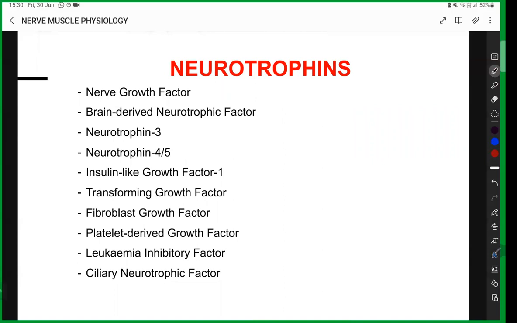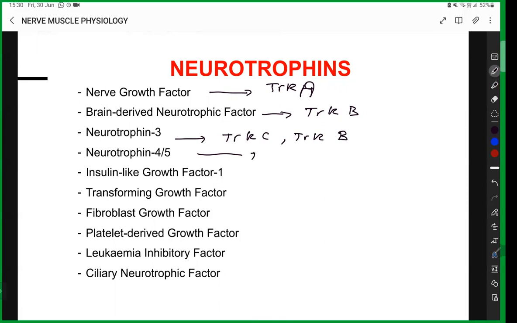Again, you have some receptors. For nerve growth factor, you have the receptor called TrkA. Similarly, for brain-derived neurotrophic factor, you have TrkB. Similarly, neurotrophin 3 has TrkC and TrkB. Then neurotrophin 4, 5 will have TrkB. All this brain-derived neurotrophic factor is very critical for regulation of neuroplasticity, resilience, for neurogenesis, etc. For all these things, you need the brain-derived neurotrophic factor.